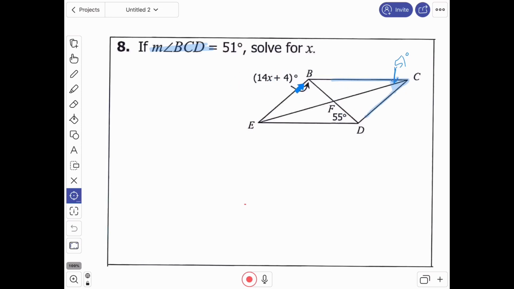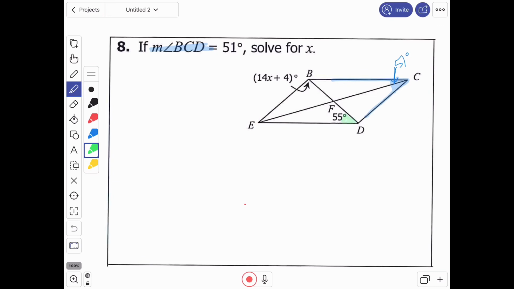Those are not opposite angles, and they're not alternate interior angles. They're just kind of there, okay? I don't know anything else I can do with just this information. But I do have some alternate interior angles going on here.